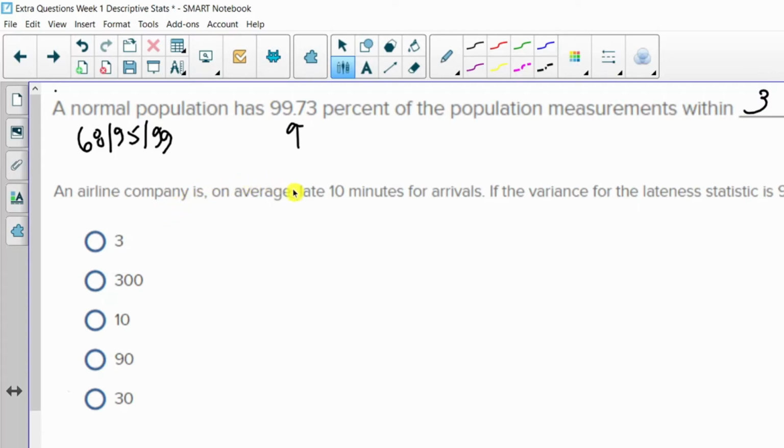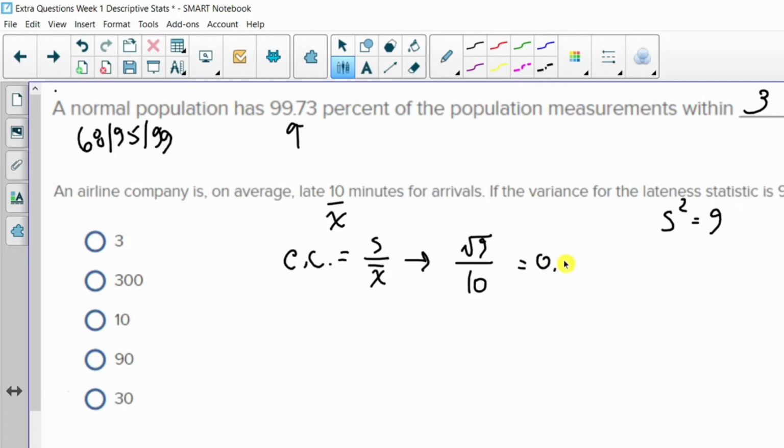Next question. An airline company is on average late 10 minutes for arrival. So that's going to be my X bar right there. If the variance lateness statistic is 9, so remember variance is the standard deviation squared, then what's the coefficient of variation? Well, we very briefly cover this coefficient, which is on your formula sheet at the end of the notes. So it's just the standard deviation divided by the mean. Because we have the variance, we're just going to take the square root of it to get the standard deviation, and then we're going to divide by the mean of 10. Now when you plug that in on your calculator, which I will do right now, you're going to get 0.3. Now you need to multiply this by 100 to get the actual percentage, so 30% would be the answer.